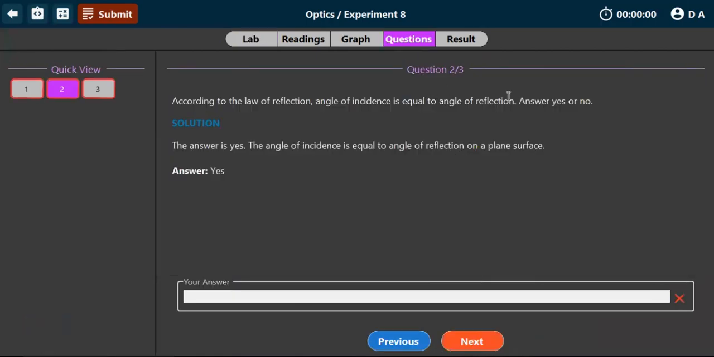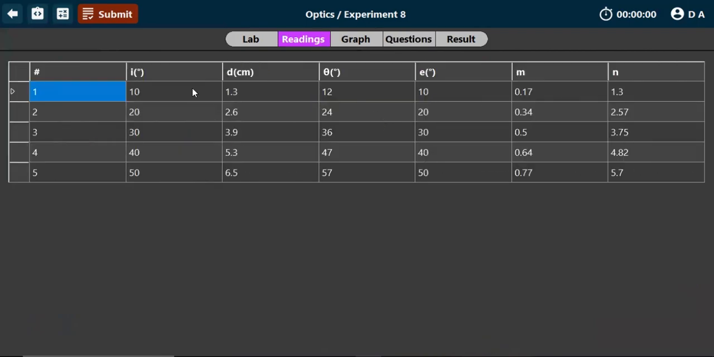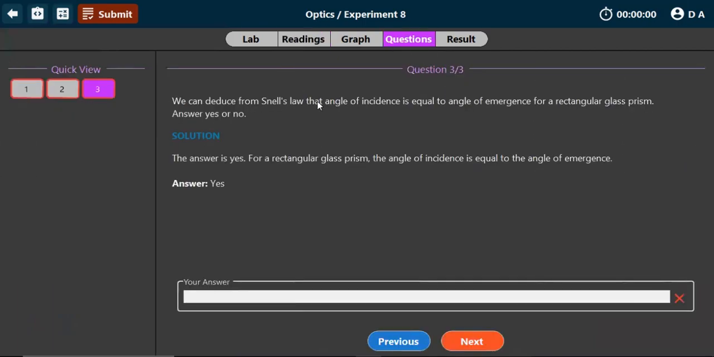Okay, then the last question is, we can deduce from Snell's law that angle of incidence is equal to angle of emergence for a rectangular glass prism. So the answer is yes, because as I told you, the angle of incidence is always equal to the angle of emergence. That's what this question is trying to prove, that they are the same. And it's yes, based on our observation.